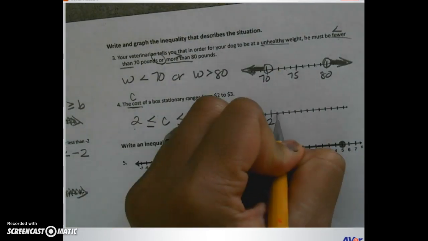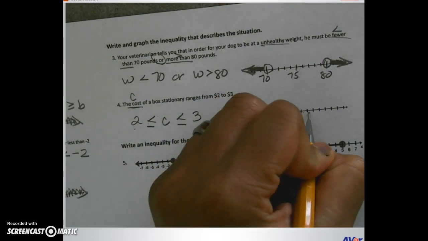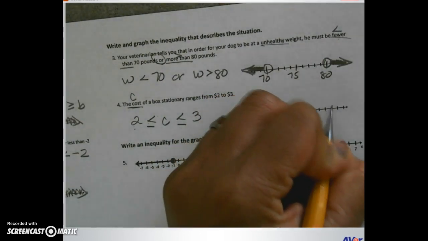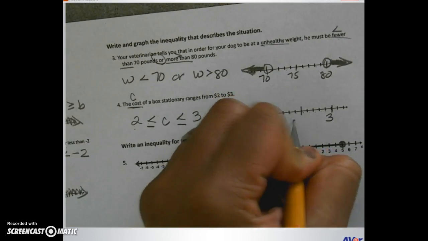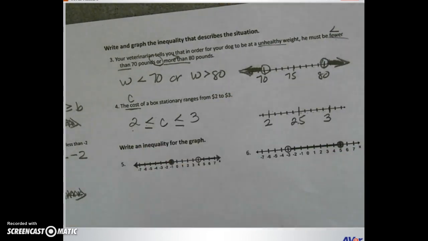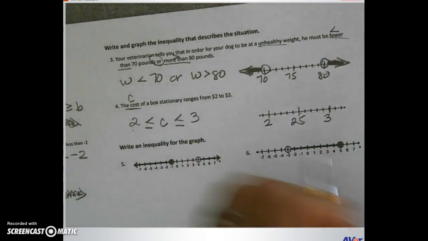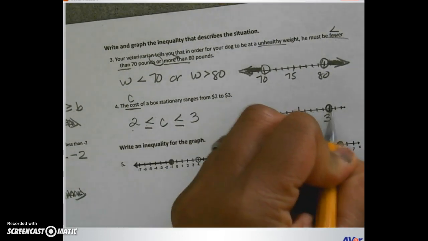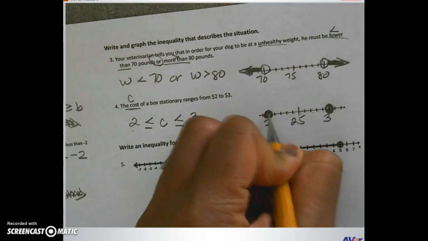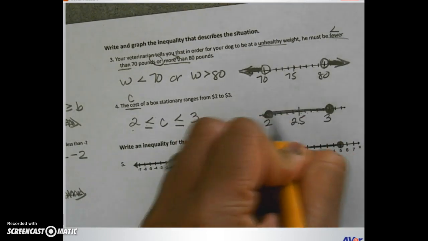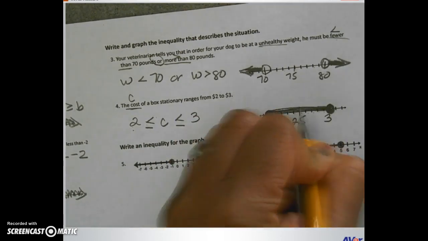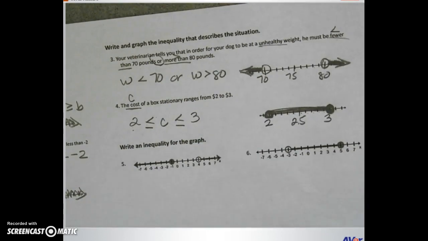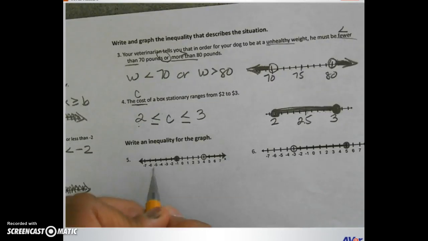I'm going to go 1, 2, 3, 4, 5, 6, 7, 8, 9, 10 to 3 and make this like $2.50, just so I have a little bit of space in between those. So it's closed at 2 and it's closed at 3, and the cost is anywhere between $2 and $3 inclusively. There we go. Beautiful. Okay, this number 5, it says to write an inequality for the graph.